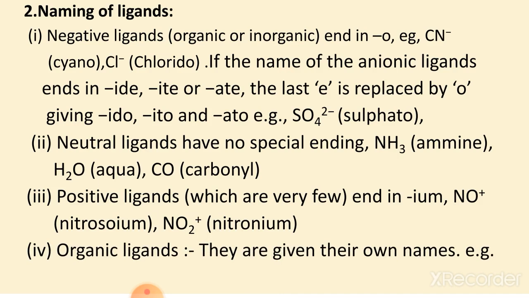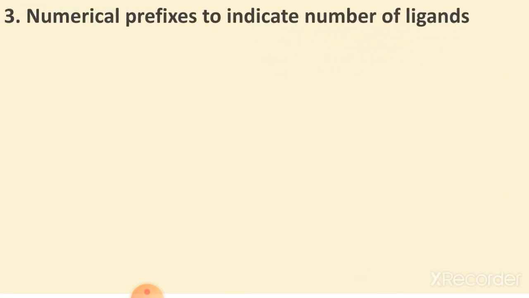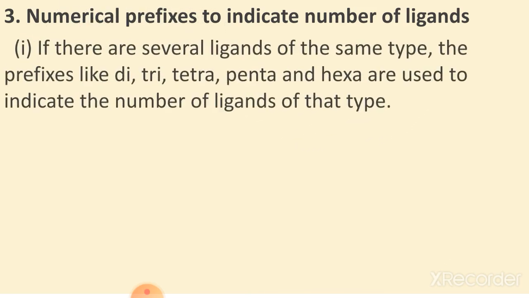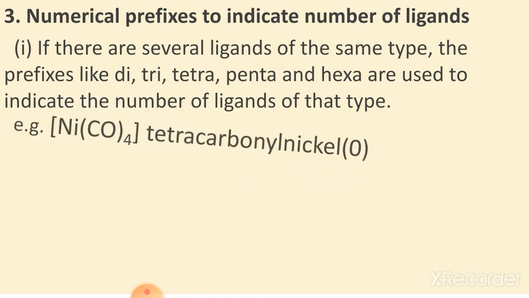Now organic ligands are given their own names. For example, CH3 is written as methyl, C2H5 as ethyl, C6H5 as phenyl. Now the third point, you have to note down: numerical prefixes to indicate the number of ligands. If there are several ligands of the same type, the prefixes di, tri, tetra, penta and hexa are used to indicate the number of ligands of that type.